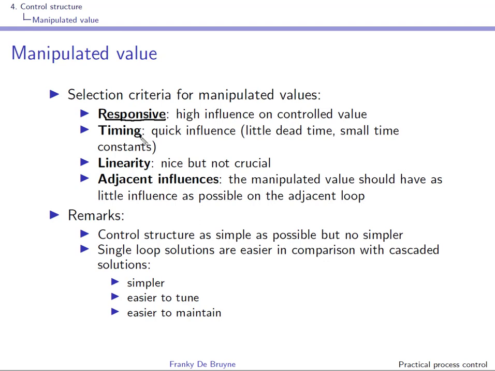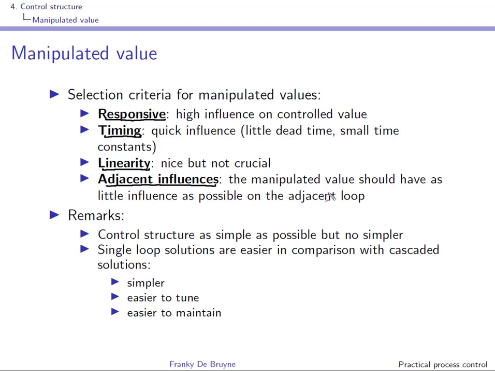We also have to look at the timing. This means that the time constants and the dead times that are involved in the relation from MV to PV should be as small as possible. Linearity is nice because it will simplify things, but it is not crucial. And the MV should have an influence that is as small as possible on adjacent loops. So the influence of MV on PV should be large, but it should be small on other PVs coming from other loops. If this is not the case, we'll have to introduce decoupling, and this will be tackled later on in the course.